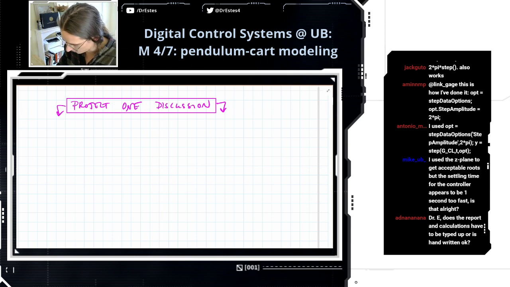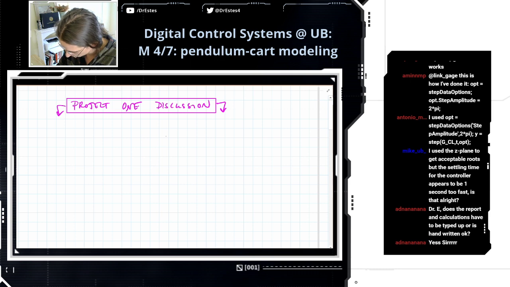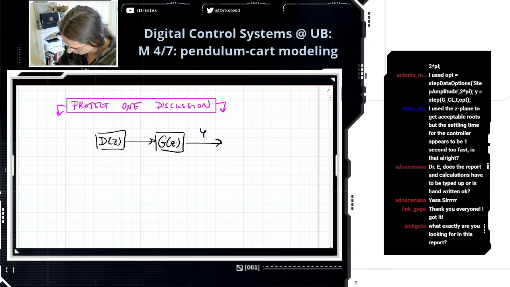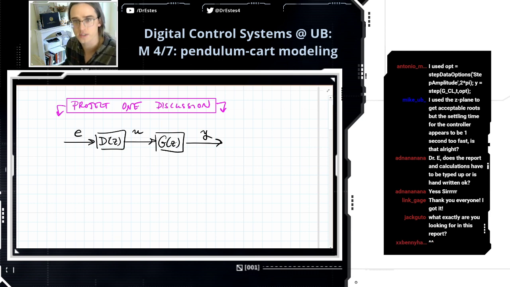Let's draw the feedback loop. You have your output, Y. This is your control input, U, that comes out of the controller. And what goes into the controller is the error.